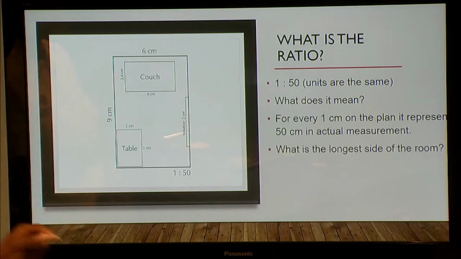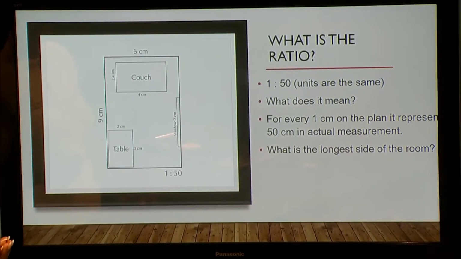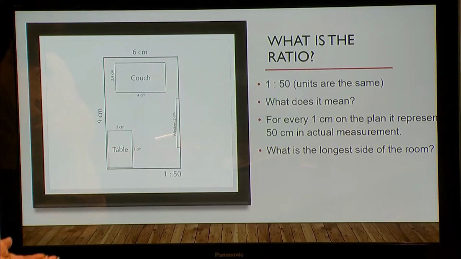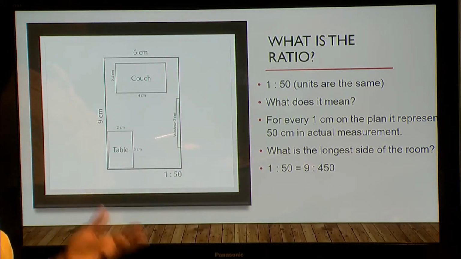Let's move on. What is the longest side of the room in actuality? On the diagram, the longest side clearly is 9 centimeters. How do I figure out how many centimeters it is in my actual house? All right, so let's look at the ratios that exist. So we have 1 to 50, right? That's the first ratio. Then we know that we have 9 centimeters, and I would apply the same concept.